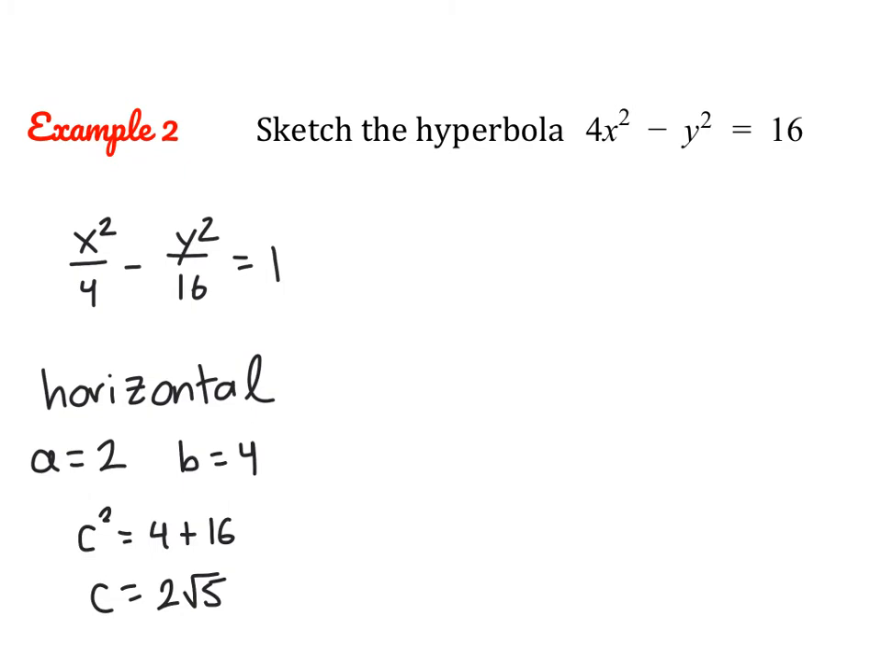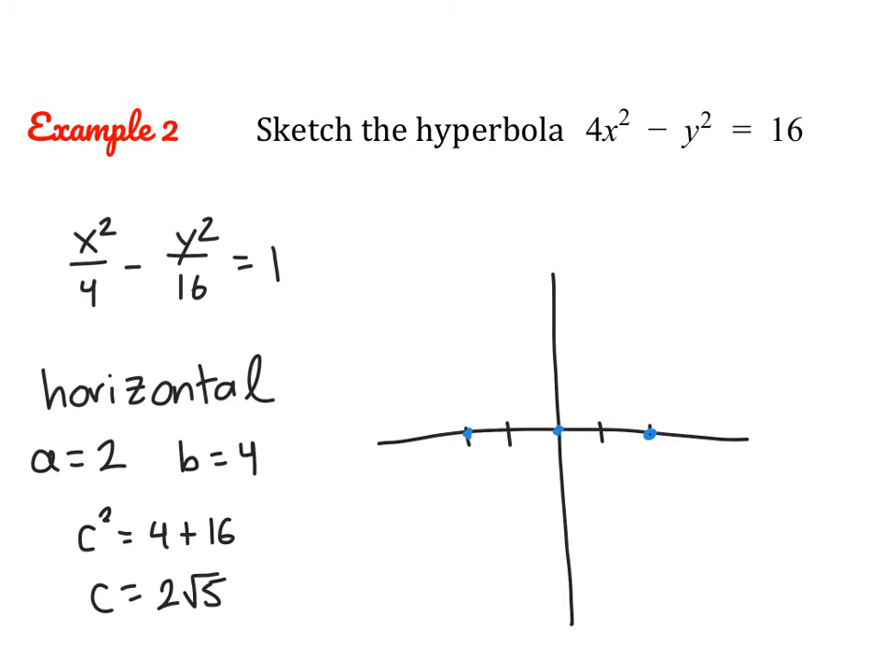Okay, so let's start by sketching out what we know so far. I can see that our center is at 0, 0. Since it's horizontal, I'm going to go to the right 2 and to the left 2. That's my a value, and that's where my vertices are going to go. My c value is 2 root 5. So I'm just going to have a rough estimate for where that would be.